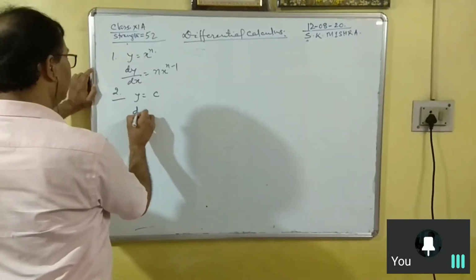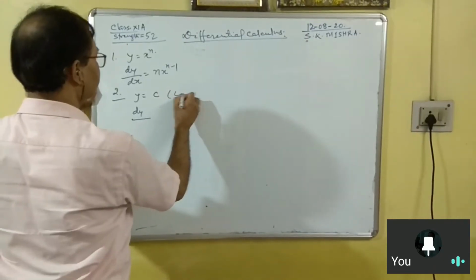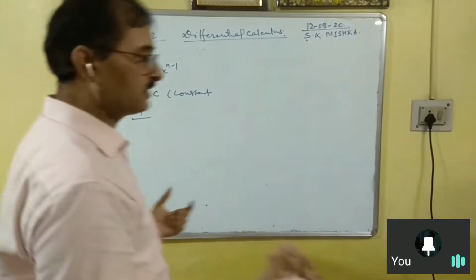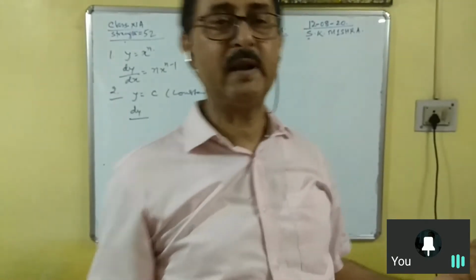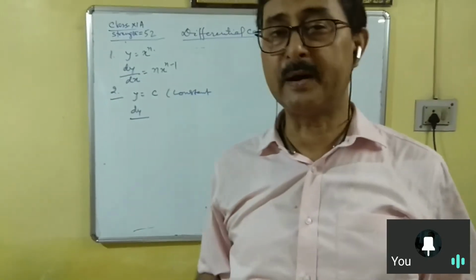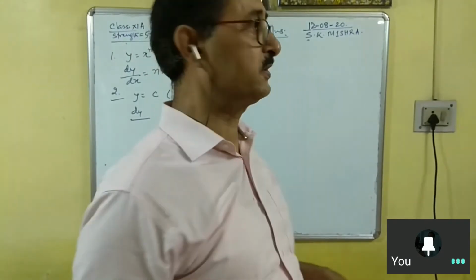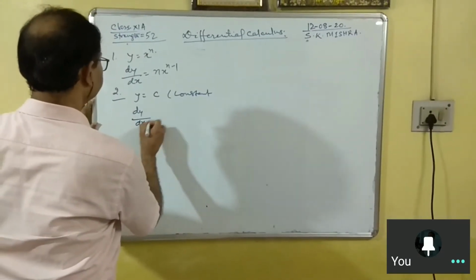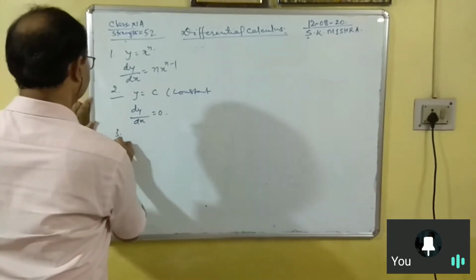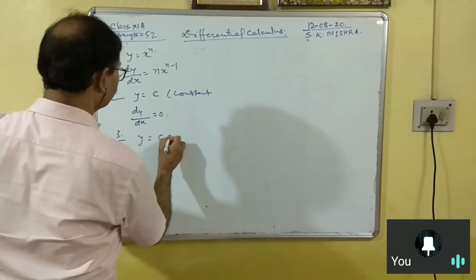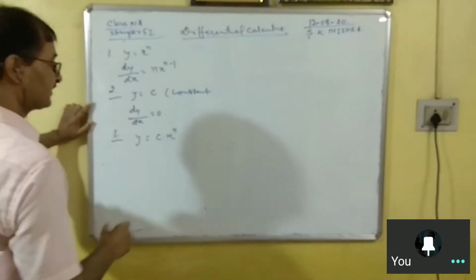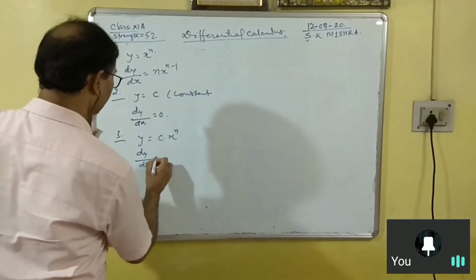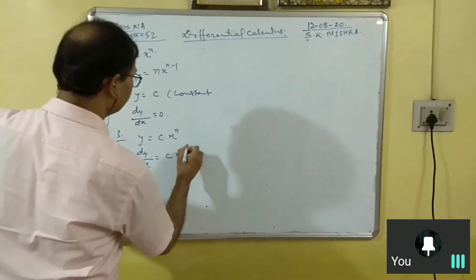The second formula: y is equal to some constant c. Then dy by dx, c is a constant, like a number, like sin 60 degrees, which gives a number like root 3 by 2. If you differentiate it with respect to x, then dy by dx is 0. But if you have a constant times a variable x raised to n, then dy by dx is c n x raised to n minus 1.